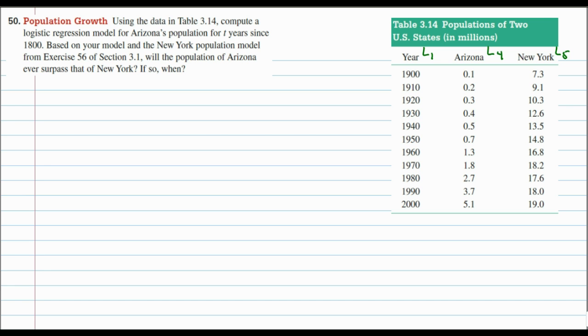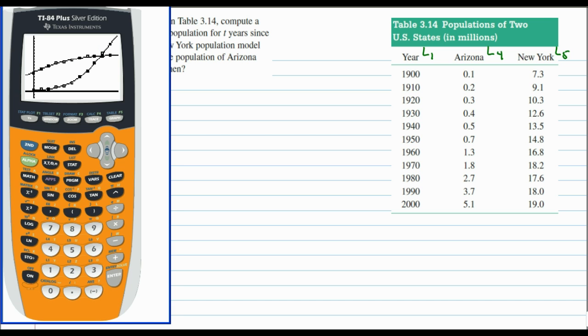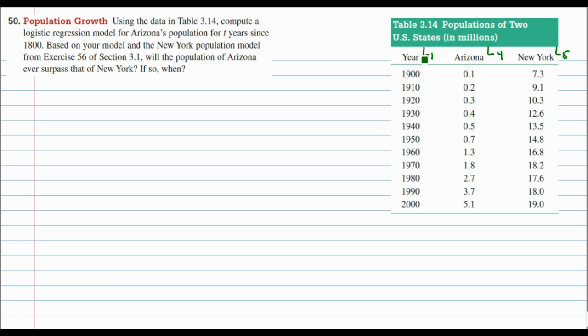Okay, so let's see. I put my years in L1. I left them from the problem before because we're using the exact same years. Then in L4 I put Arizona's population, and in L5 I put New York's population. So I'm going to calculate those logistic regressions and plot the data points as well as the regression model.